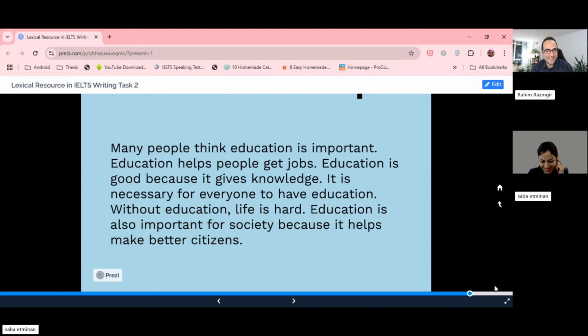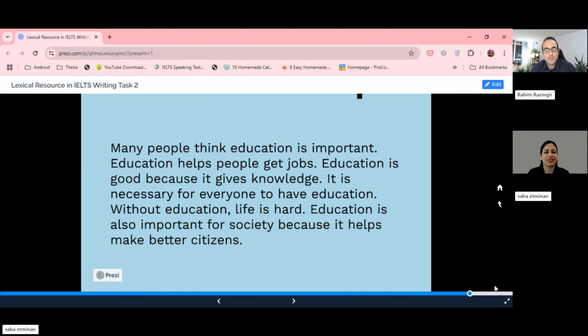So many people think education is important. Education helps people get jobs. Education is good because it gives knowledge. It is necessary for everyone to have education. Without education, life is hard. Education is also important for society because it helps make better citizens.